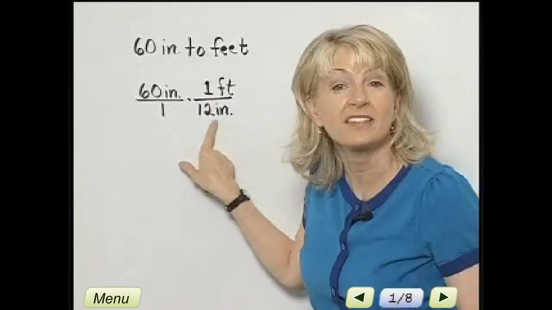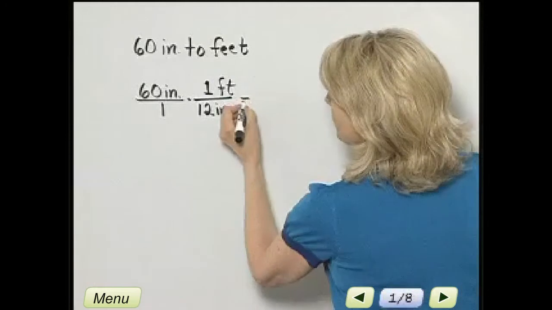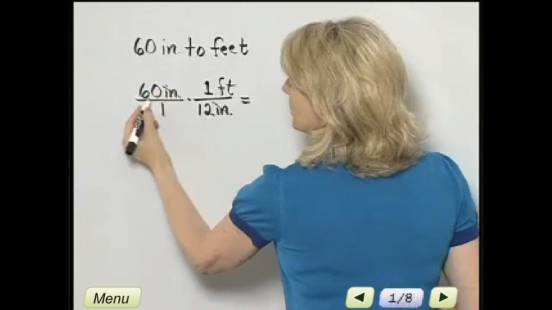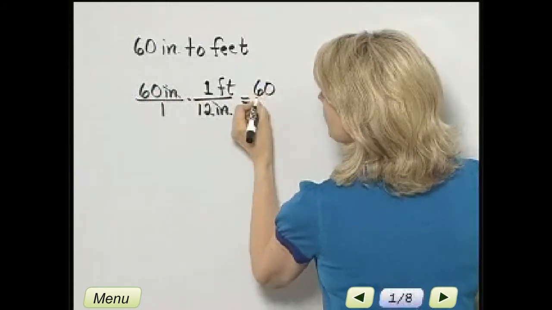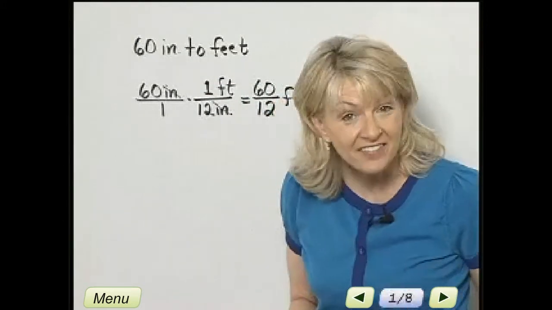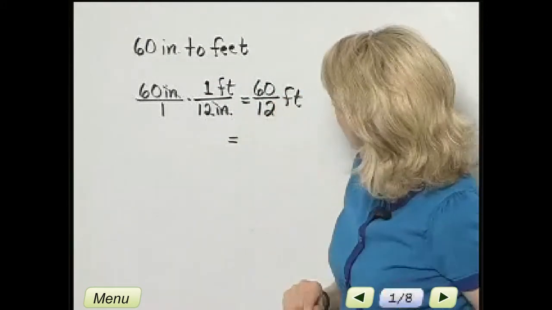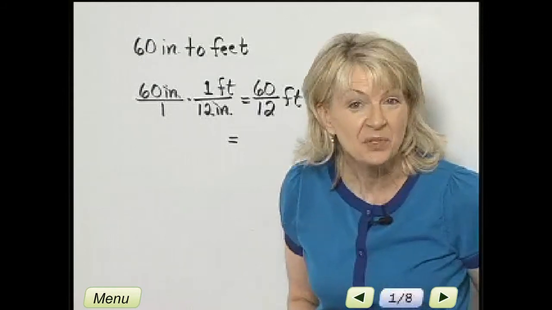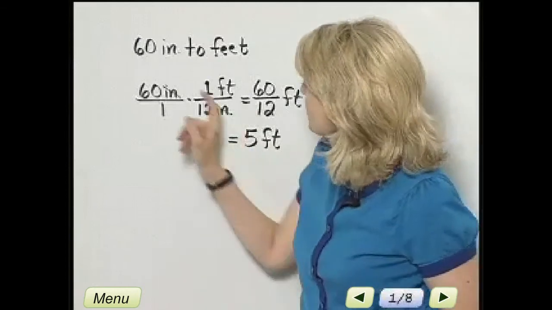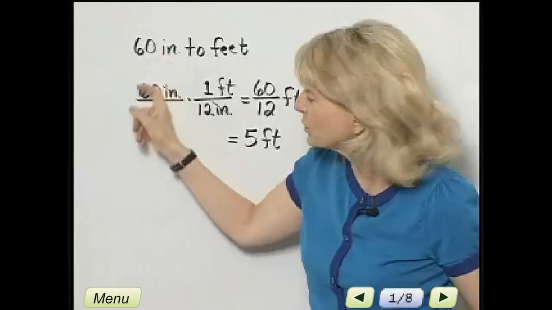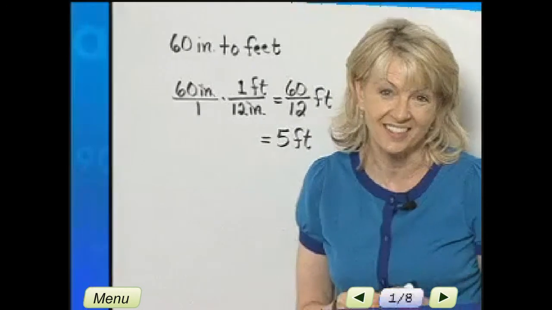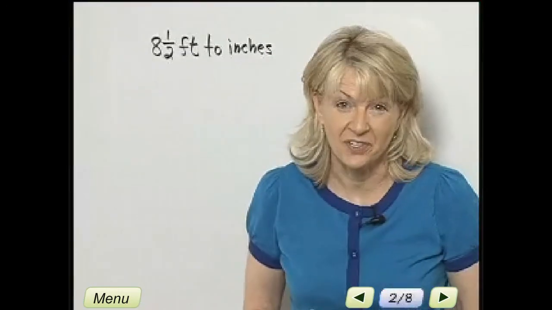So I'm multiplying by something equivalent to 1, and then let's see what happens. Well, notice the inches divide out, and I have 60 times 1, or 60, over 1 times 12, or 12, and notice what I have left. I have left feet. And then I can go ahead and simplify. If you divide 12 into 60, you do have 5, so that is 5 feet. A true statement then, 60 inches equals 5 feet. We've converted using unit fractions. Let's try another conversion.